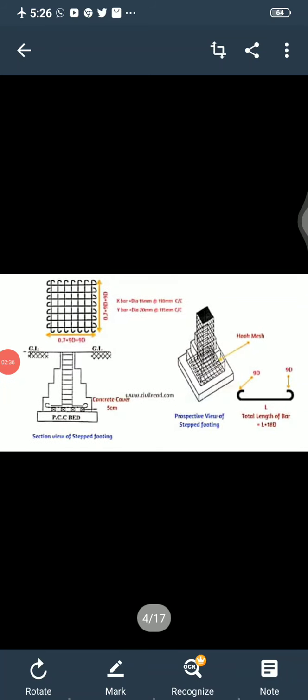Here you can see this is the isolated spread footing and this is the stepped footing. This is also concrete. The skeleton will remain the same, meaning column, vertical bars and stirrups will be there, then the base will be there. In the column base you will have the splice bars. Again those splice bars rest over the mesh. So the skeleton will remain the same, only the outer structure will change. That is how isolated footing and stepped footing are.